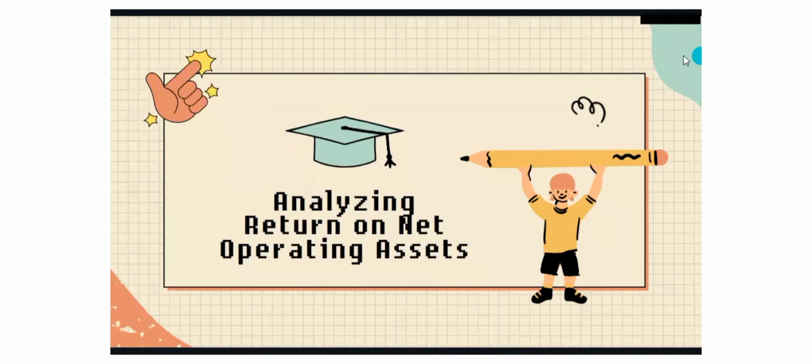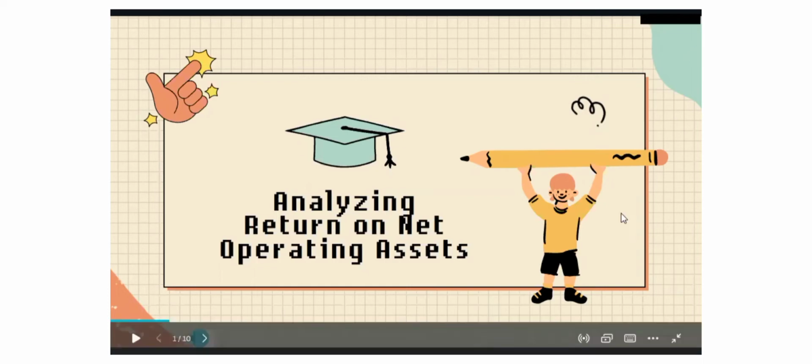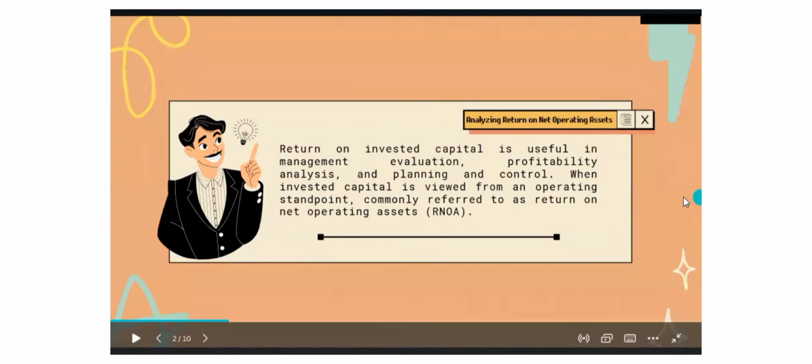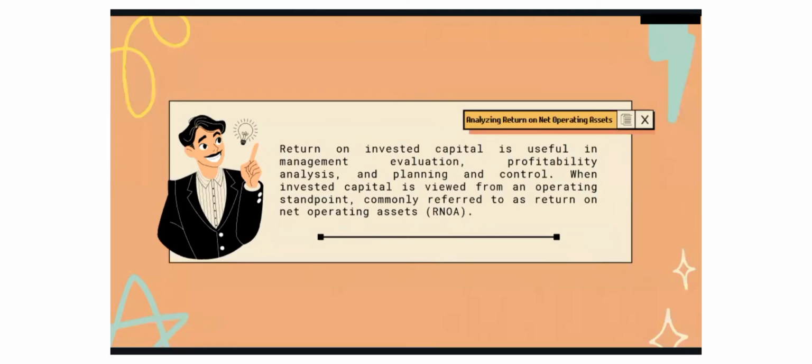Now I will continue this presentation, so I will explain more about analyzing return on net operating assets. Return on invested capital is useful in management evaluation, profitability analysis, and planning and control. When invested capital is built from an operating standpoint, it is commonly referred to as return on net operating assets, or NOA.